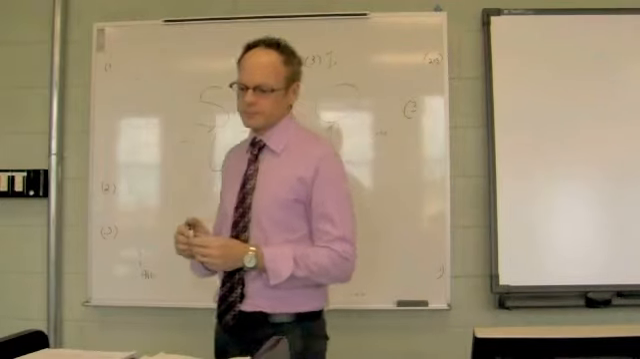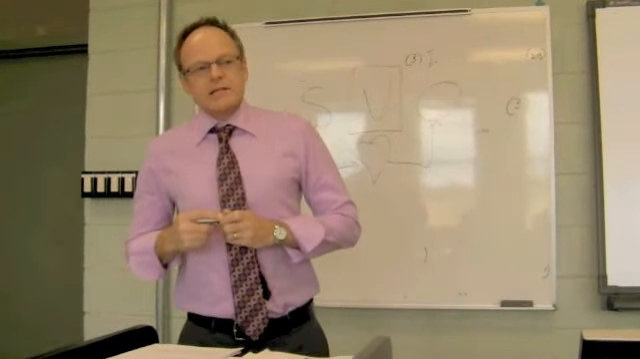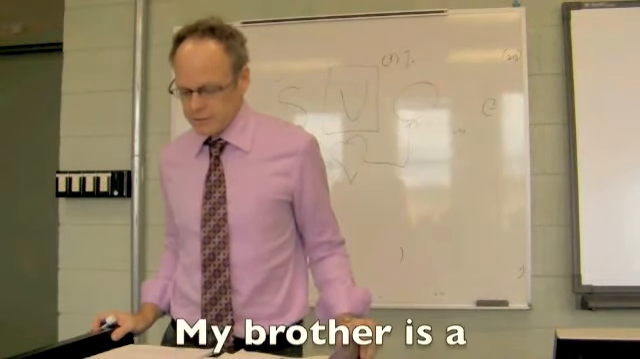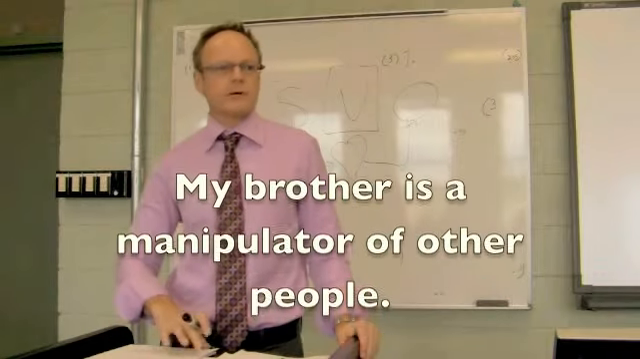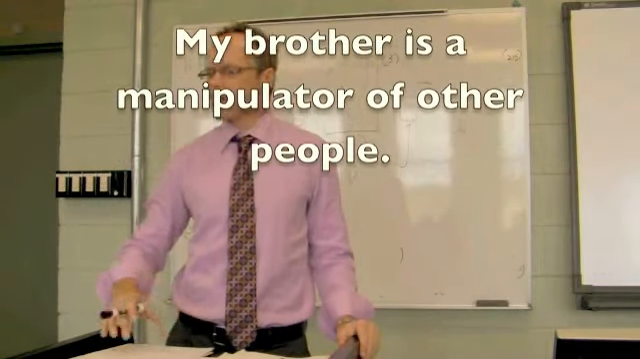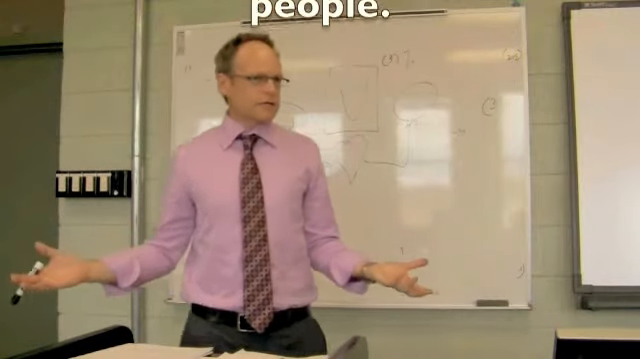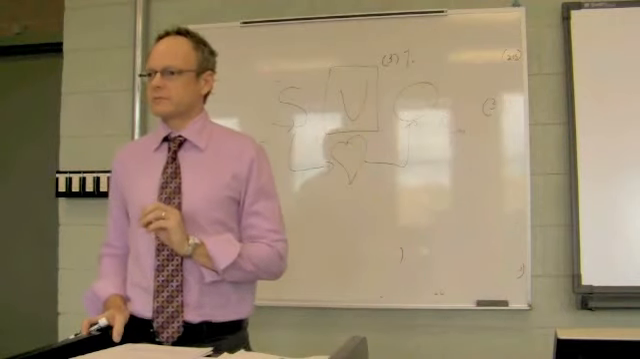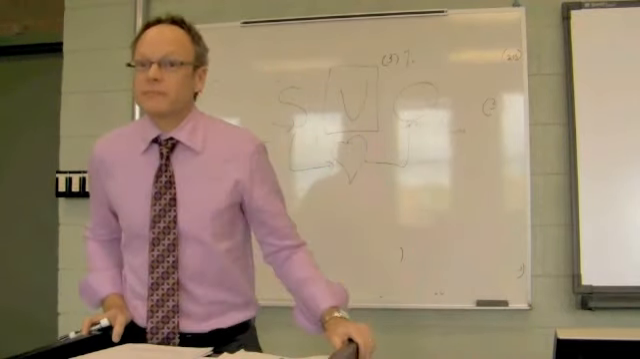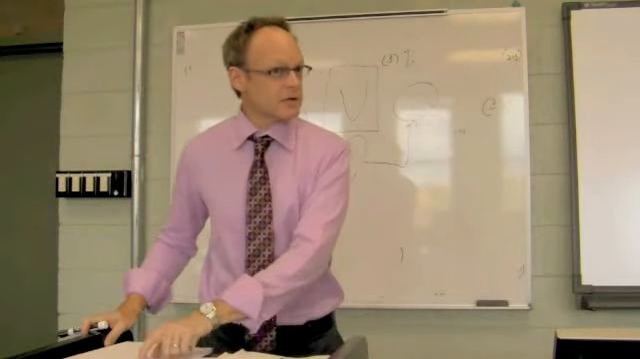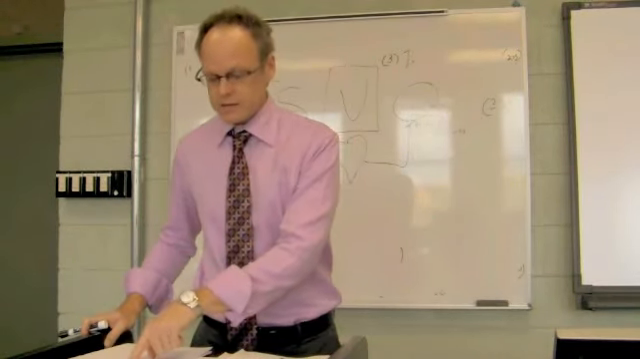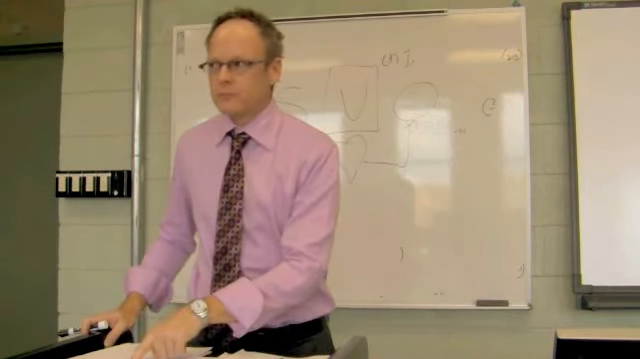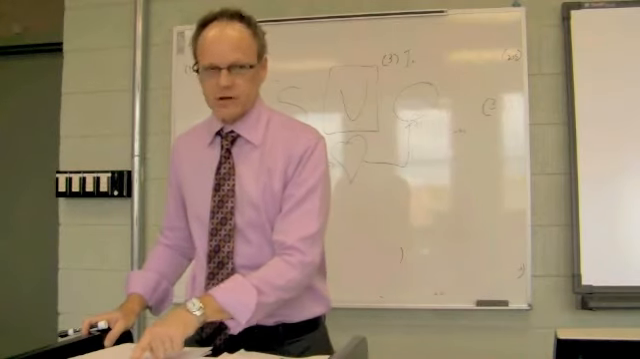A good active sentence. Now, here is an example of a passive structure. My brother is a manipulator of other people. Grammatically, it's okay. It's fine. But it's passive, isn't it? What is the verb in this sentence? Is? In this sentence, is not manipulate, is it? It's my brother is. It's a fairly weak verb. And why? Because it's a passive verb. It's not an active verb.